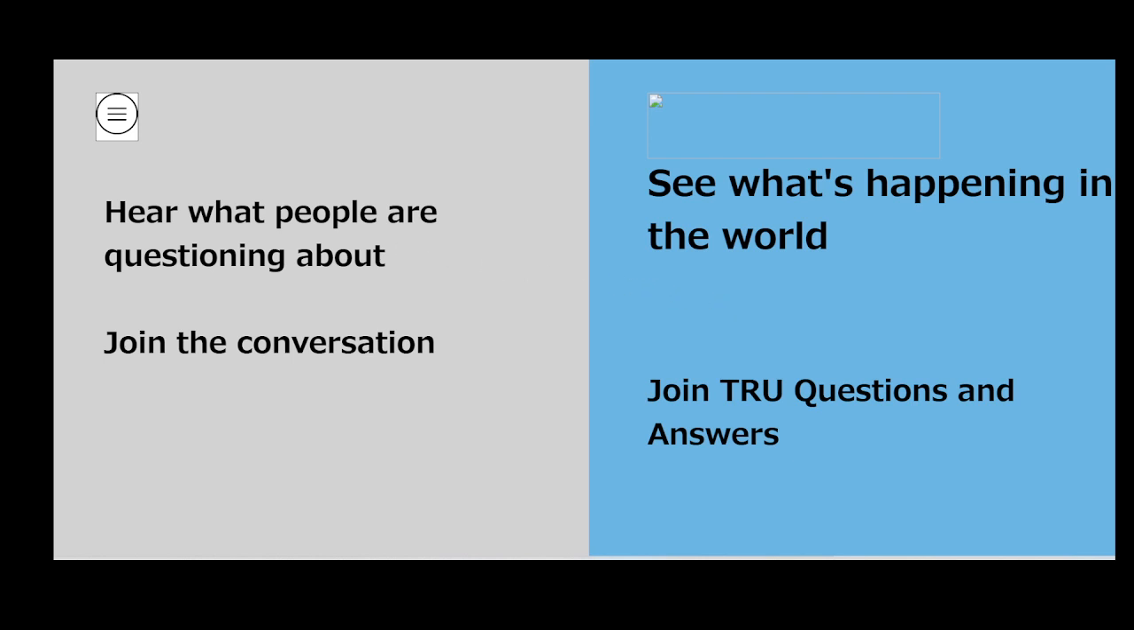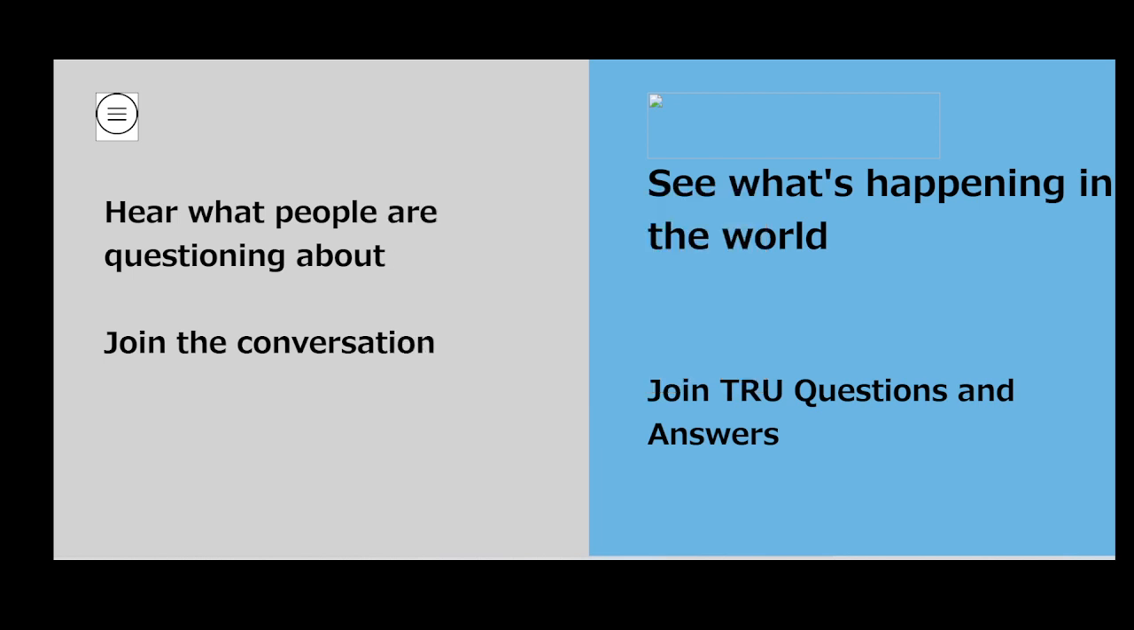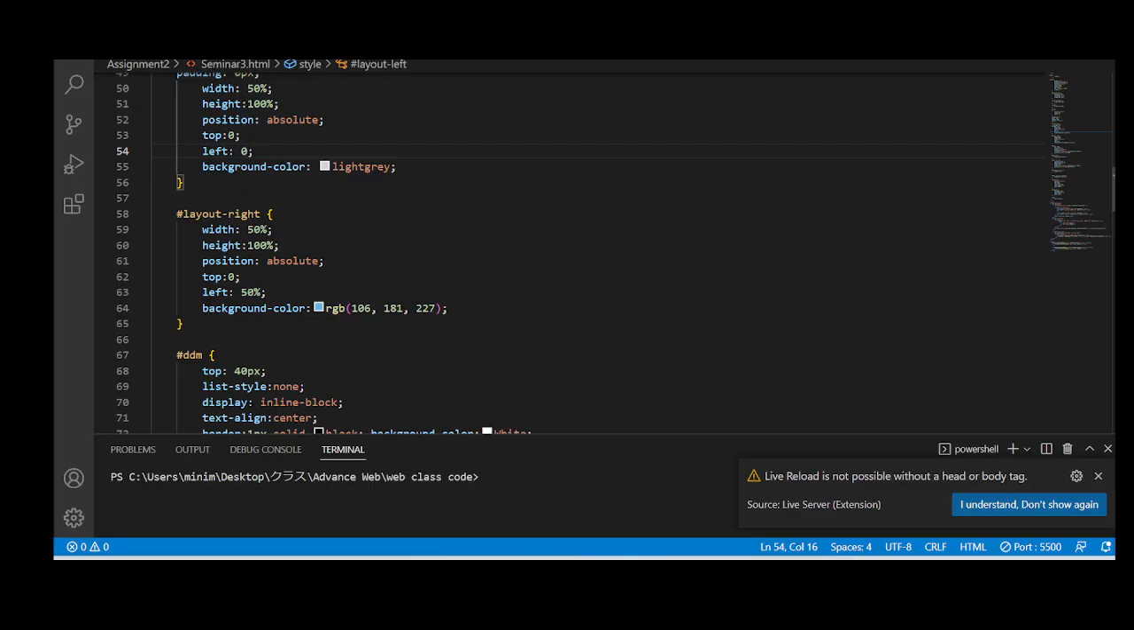And if you hover over this image, you get login and sign up. If you click login, you get "login to questions and answers," and you get a box for user input with two fields. Once you press the cancel button, it disappears. So that's basically what this website is doing. So let's explain the code.